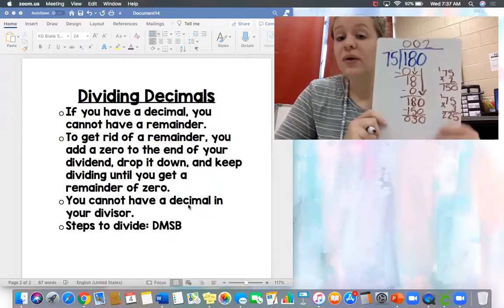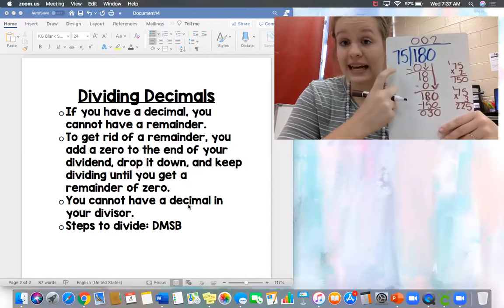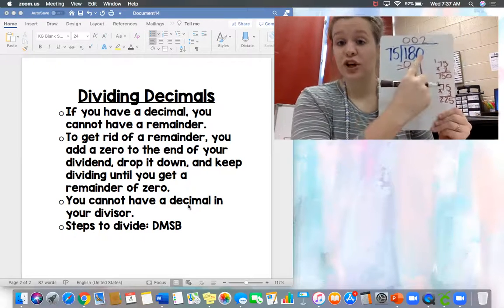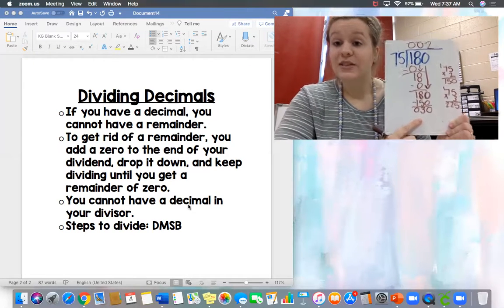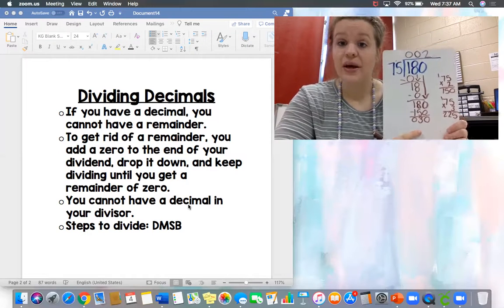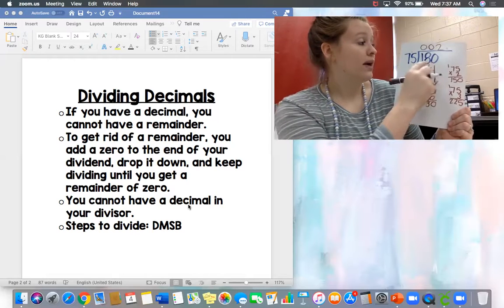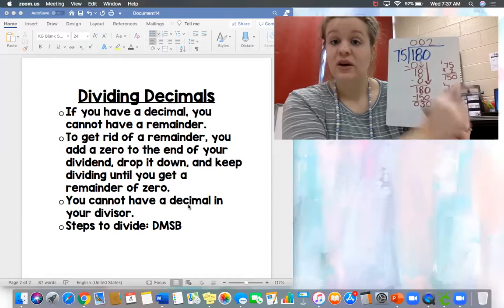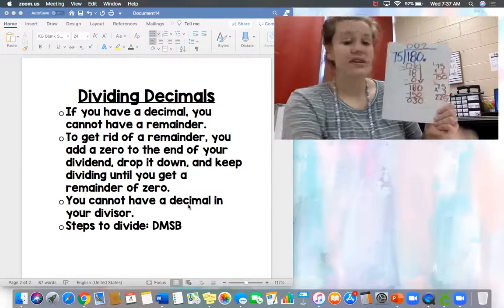So do I have a decimal in my problem? I don't, right? Because I had to move it out. So you could stop here and say 2 remainder 30. But since we've been working on not having a remainder, I'm going to show you how you can get rid of this remainder. So where would my decimal be in 180? Right at the end, right? We even moved it there at the beginning of our problem.